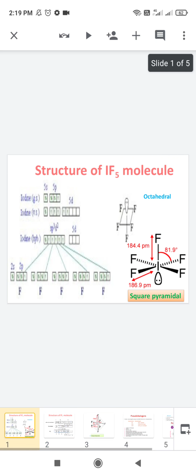Whereas in IF5 we can see that the angle between the fluorine atoms in the equatorial position and the axial position is only 81.9 degrees. This is mainly due to the repulsion of the lone pair of electrons which exists in the axial position.